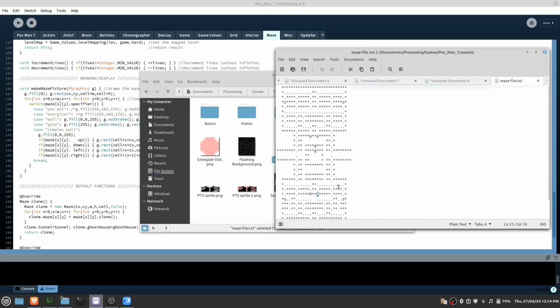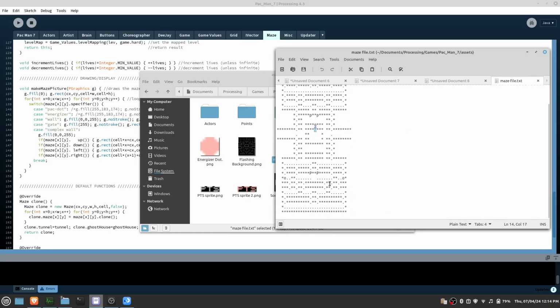And also the gates, which are kind of the other way around, where only the ghosts are allowed to move through the gates. Pac-Man is not. So yeah.